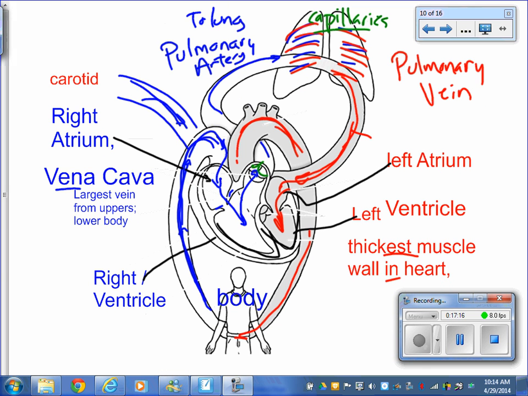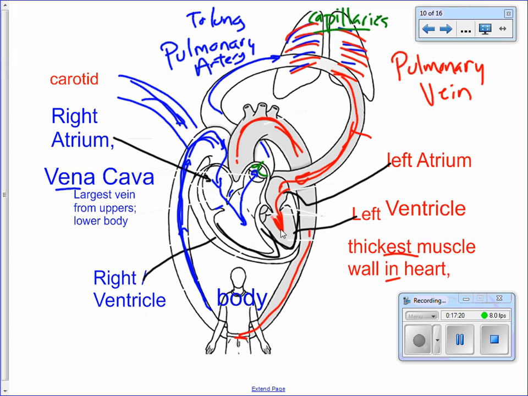Okay, so from the left ventricle, it goes out here through this valve, and this is the biggest artery in the body. Does anybody know what this is called? It's called the aorta. The highest blood pressure is right here as it leaves the heart. This is the arch of the aorta, and it's going to go all the way down. It's going to have branches to all the major organs, all the major parts of your body.